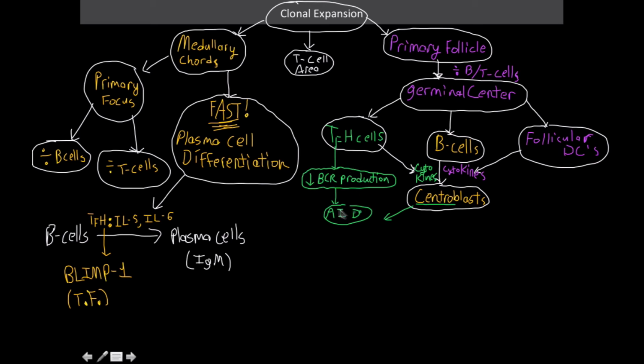Decrease in B cell receptor production leads to AID, which plays a role in both isotype switching and somatic hypermutation. I'll write "hypermut" for hypermutation, and I'm going to say "iso switch" for isotype switch.